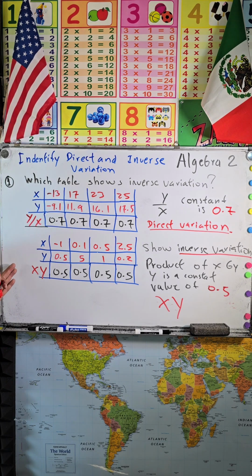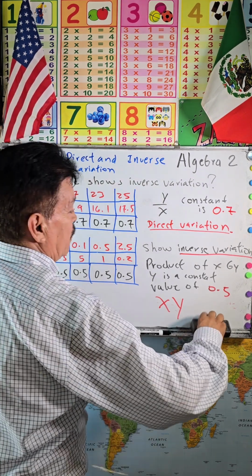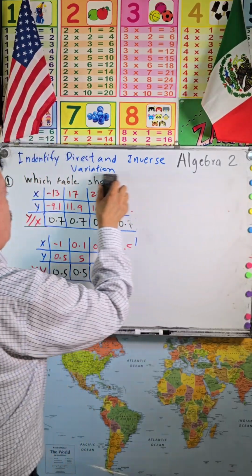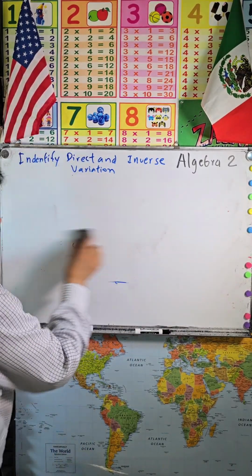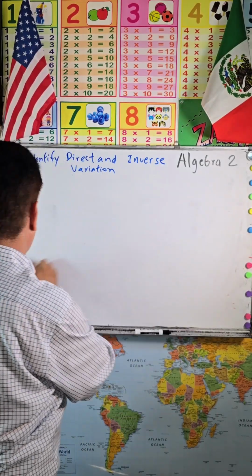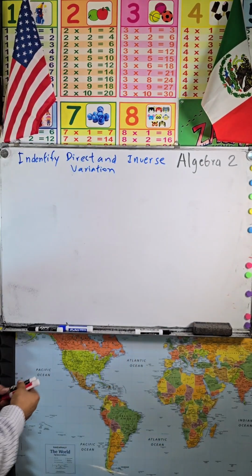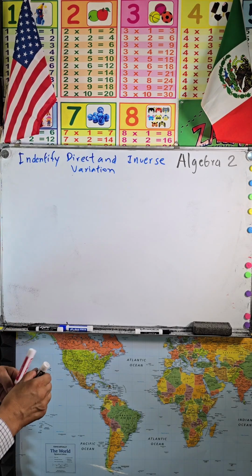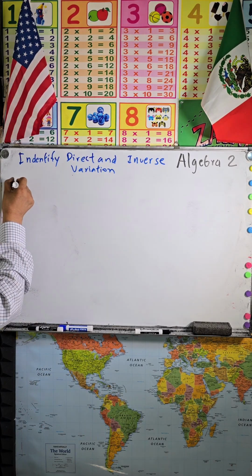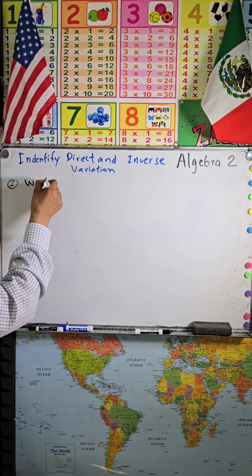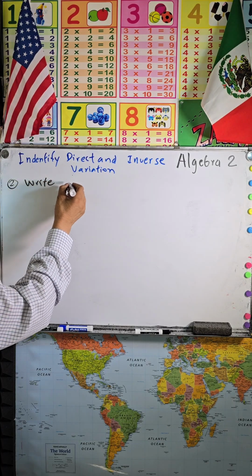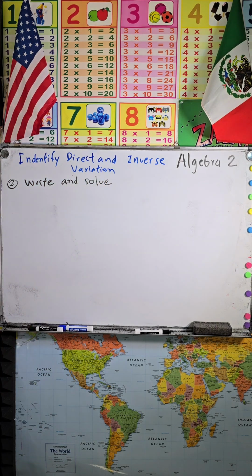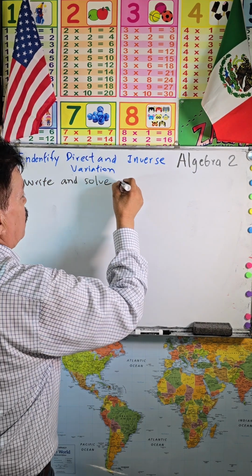Let me go to section number 2. I think here we only identify the tables. The tables are the main point. Let me go to section number 2 and to our class, how to identify direct and inverse variation. So right, we have to write and solve inverse variation equations.